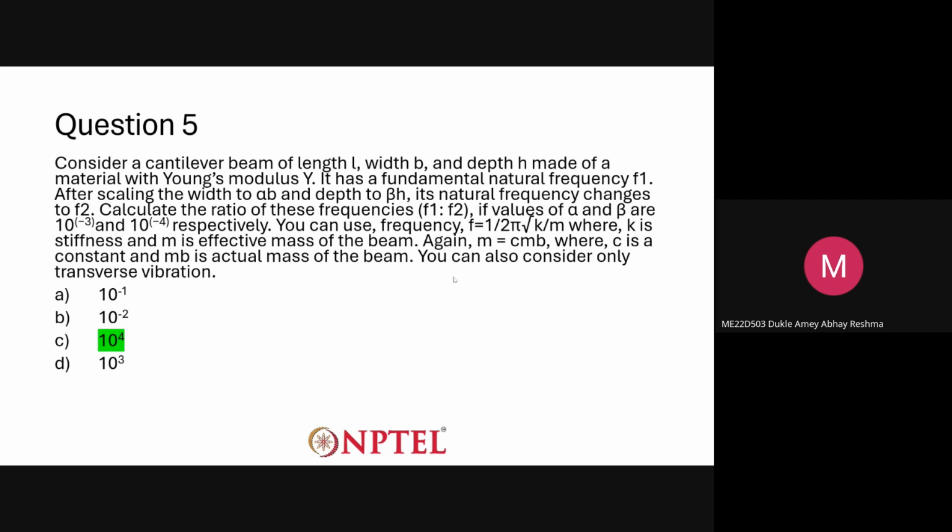But they didn't give 3.5 in the options. Maybe the question is incomplete. They should have mentioned the value of c also, but they didn't do it in the question.